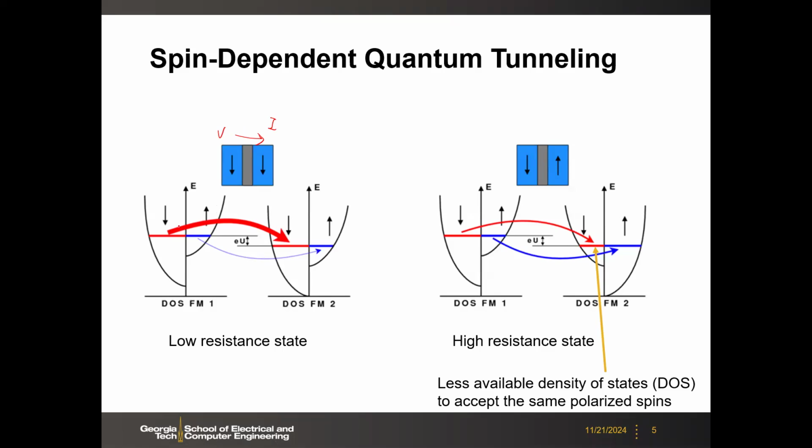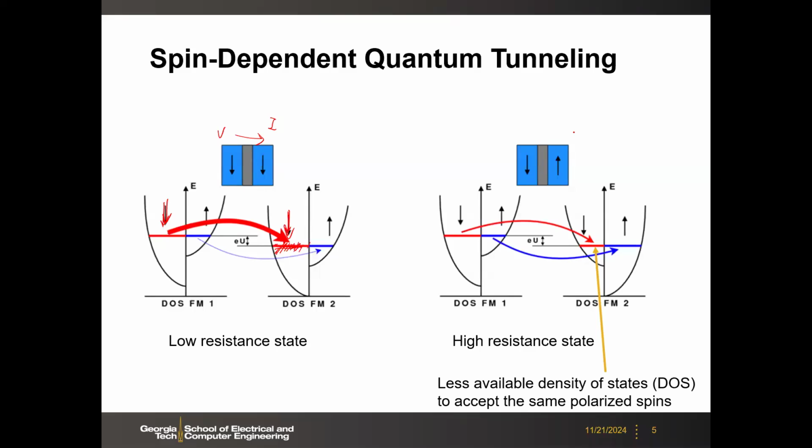Due to the Pauli exclusion principle, only the states that have the same spin direction will accept the electrons with the same spin states. So here, let's say the left-hand side is pointing down, and the right-hand side is pointing down. Here we have a lot of empty states to accept the electrons from the down spin states to tunnel through the oxide.